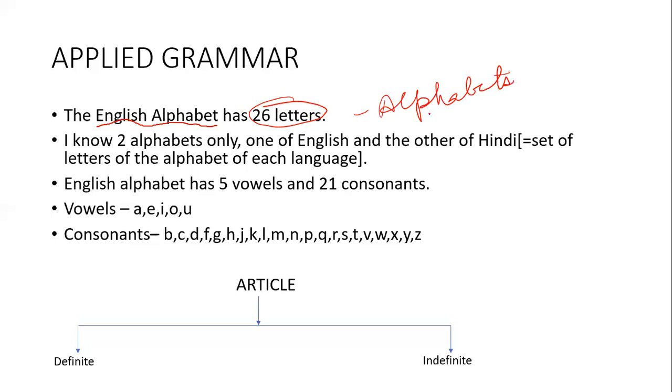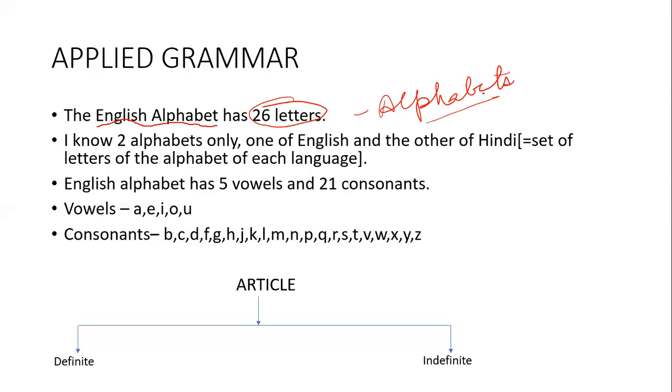Now, how and when to use the word alphabets? For example, I have an example for you here. You can say, I know two alphabets only, one of English and the other of Hindi. I know many languages, but I know only two alphabets, one of English and the other of Hindi.